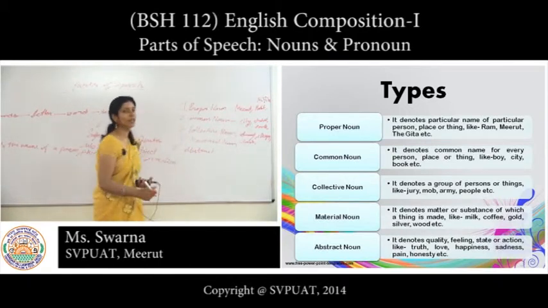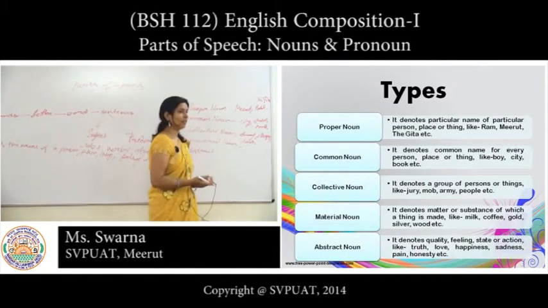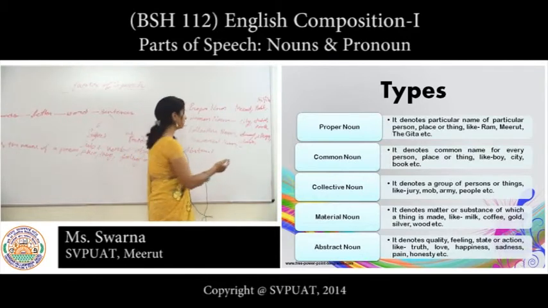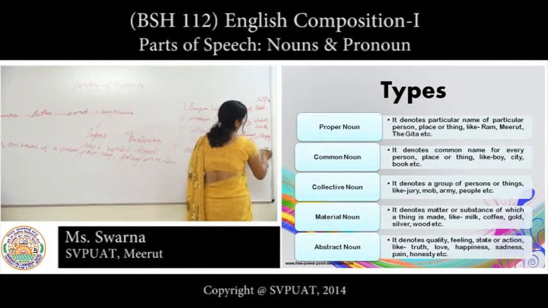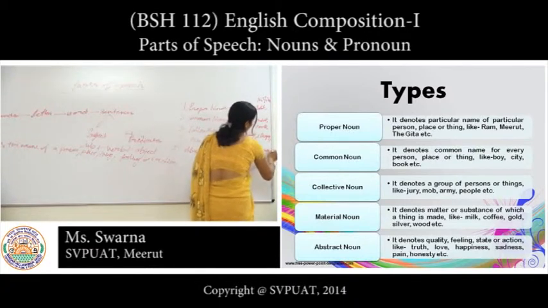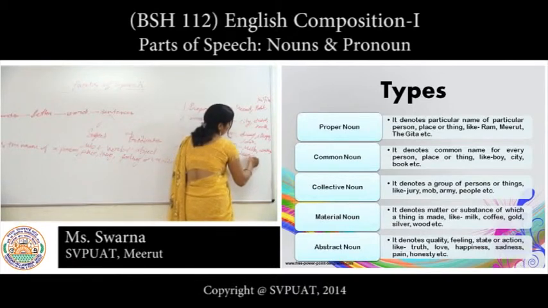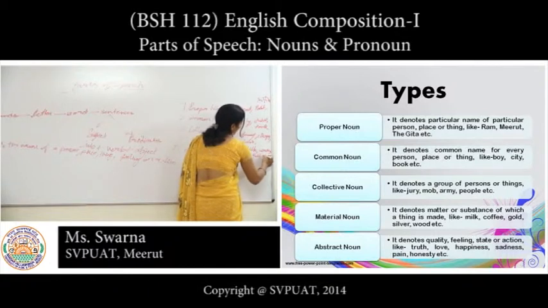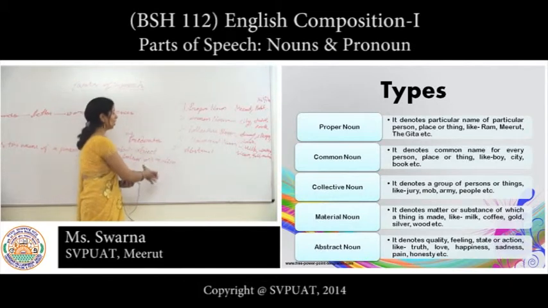Then fourth one is material noun. Any material is under the category of material noun, like milk, water, silver, gold, metal, etc. These are under the category of material noun.